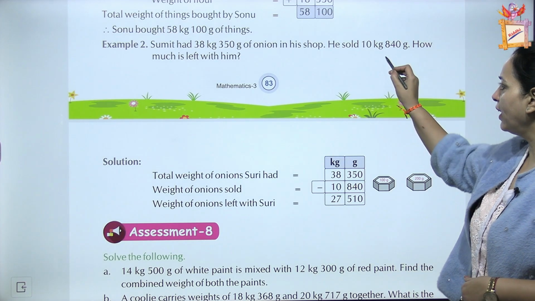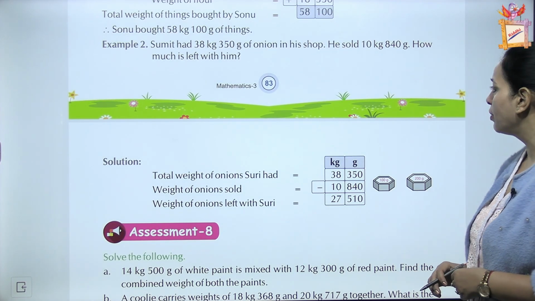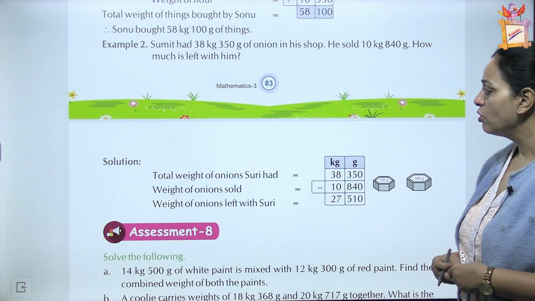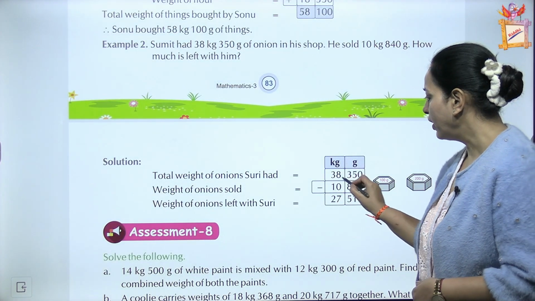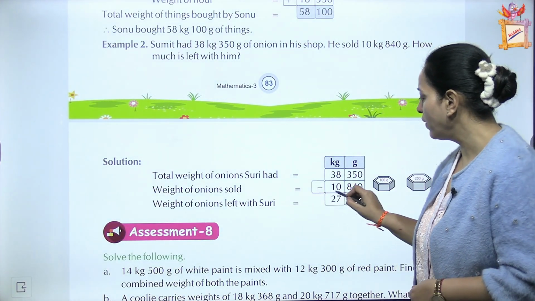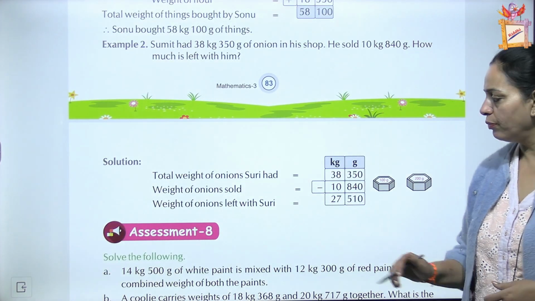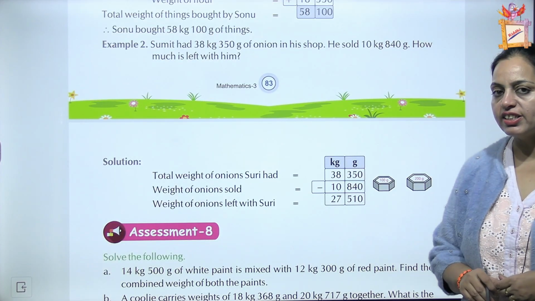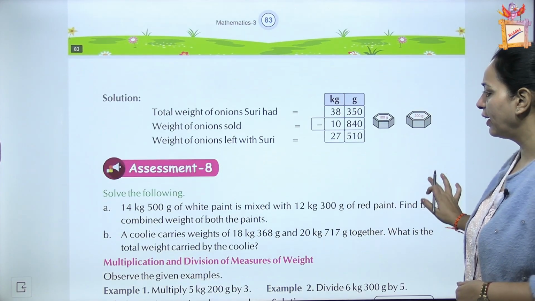Now example 2, Sumit had 38 kg 350 gram of onions in his shop. He sold 10 kg 840 gram. So how much is left with him? Left means subtraction. So total weight 38 kg 350 gram. Weight of onion sold 10 kg 840 gram. दोनों को कर देंगे minus. Answer is 27 kg 510 gram.